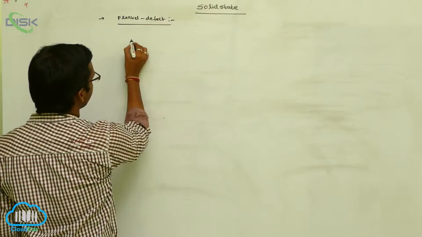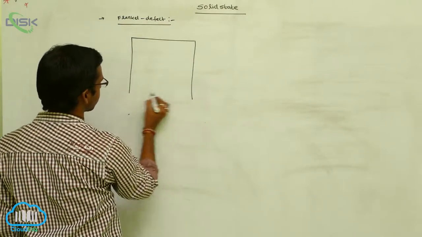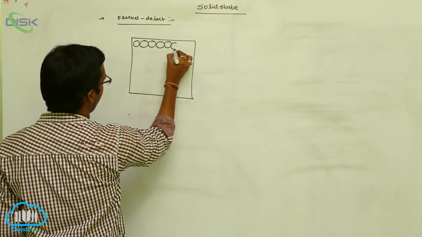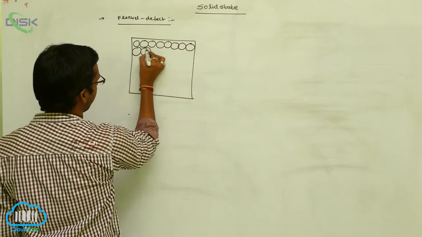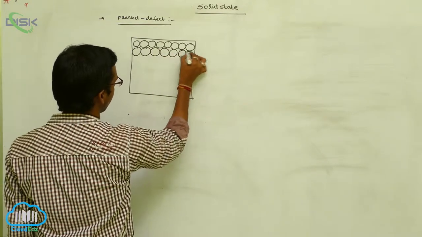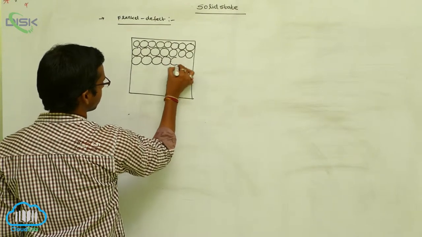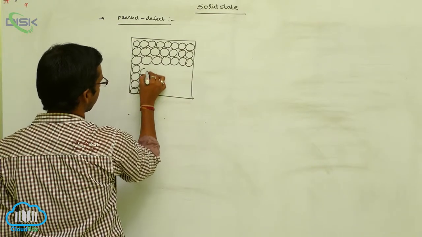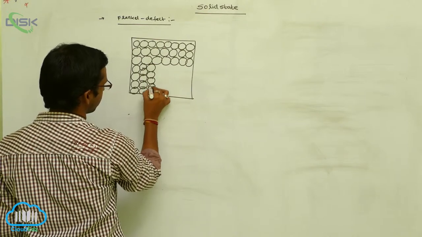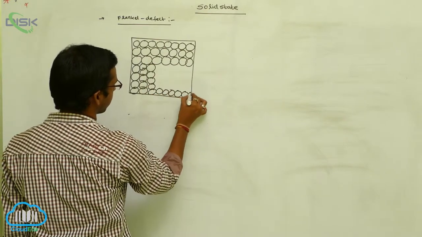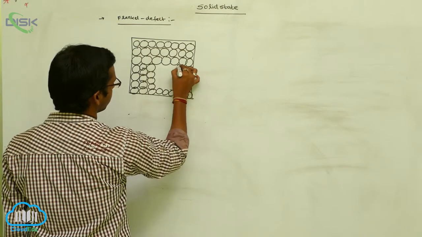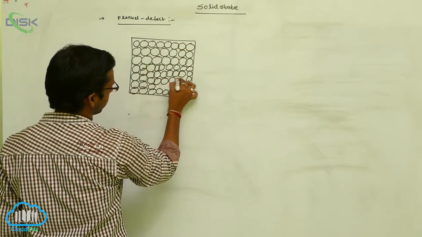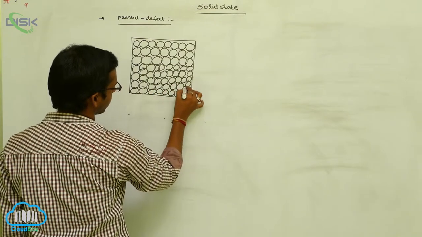Now, this is your crystalline solid state substance. In this, there is a regular arrangement of atoms or molecules or ions, at specific positions. So this is your crystalline solid state, your complete arrangement, your regular arrangement.